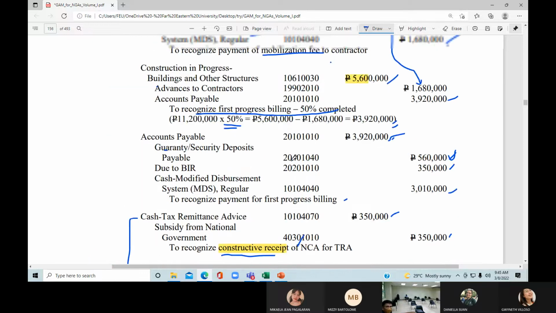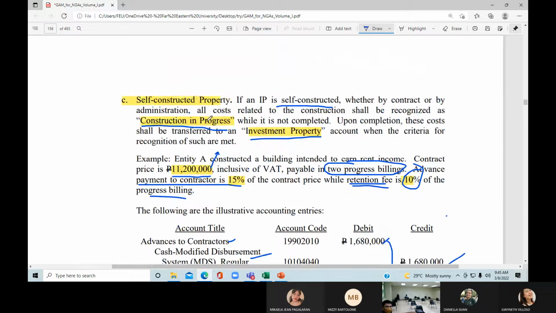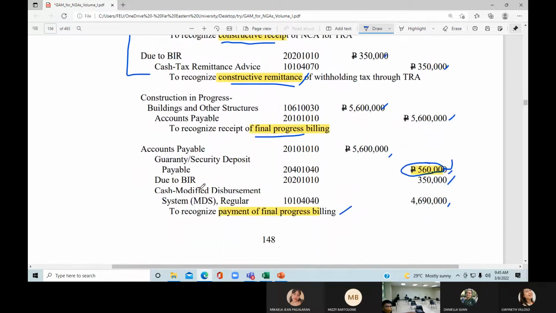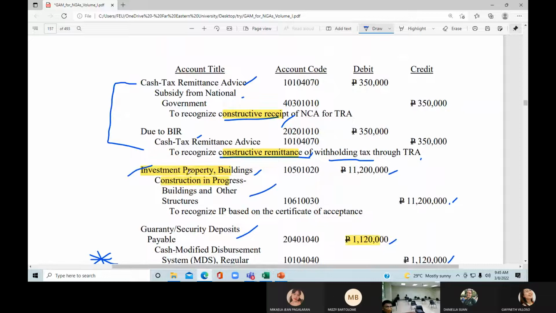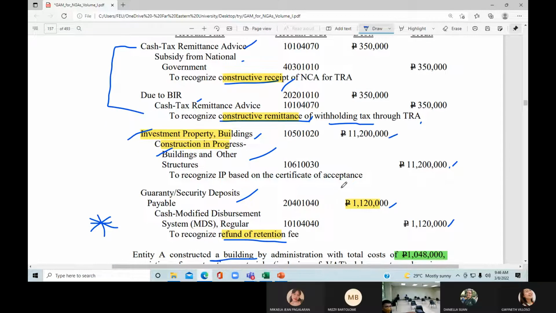Ngayon, tapos na yung construction, ilipat mo na sa investment property account. So debit investment property, buildings, okay. Credit construction in progress, buildings and other structures for the total amount of 11.2 million. Then your retention fee, i-refund. So debit guarantee security deposits payable, credit, cash, MDS regular.